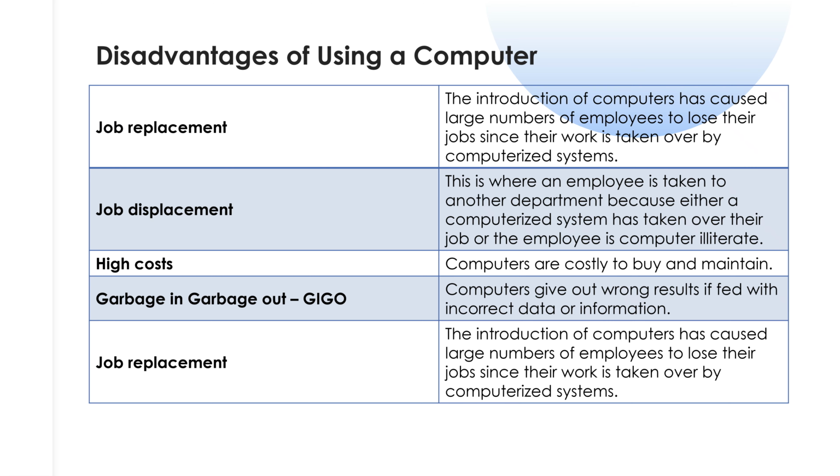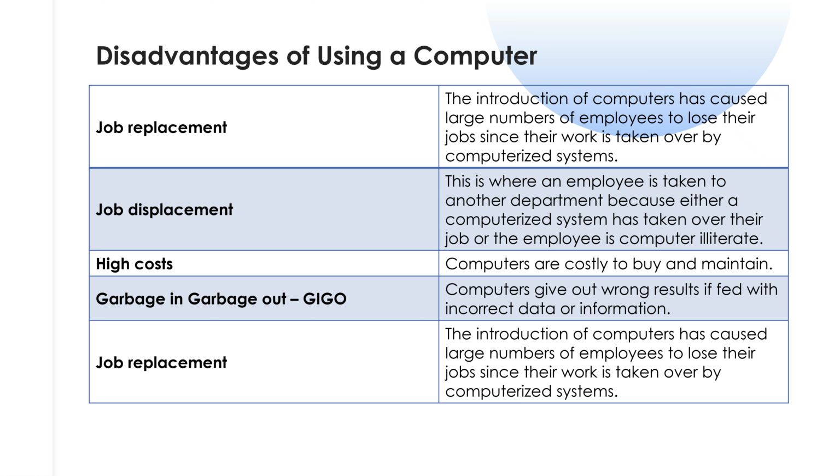Every technology has trade-offs, and the computer is no exception. Four disadvantages are worth knowing. First, we have job replacement. As computerized systems take over tasks, many employees have lost jobs that used to require manual effort. Automated tellers and online banking have reduced the need for many banking staff.